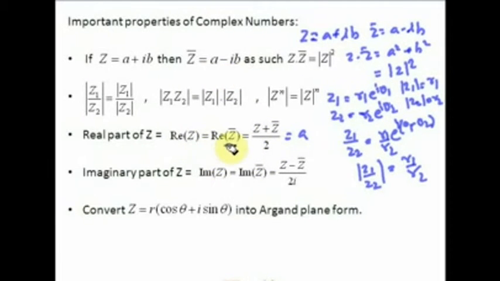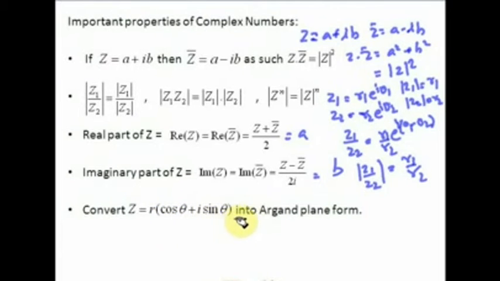So real part of z is equal to the real part of complex conjugate, that is equal to z plus z bar upon 2. Imaginary part of z is equal to z minus z bar upon 2 iota. If we subtract both these equations, we'll get z minus z bar is equal to 2 iota b, and the value of b will be equal to z minus z bar upon 2 iota. So the imaginary part of z is equal to z minus z bar upon 2 iota.